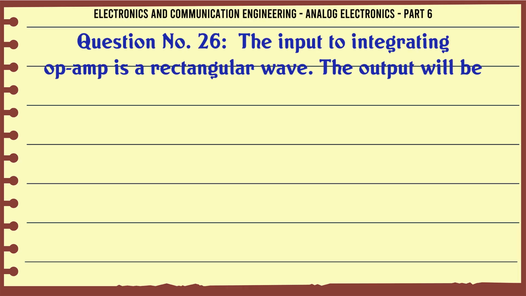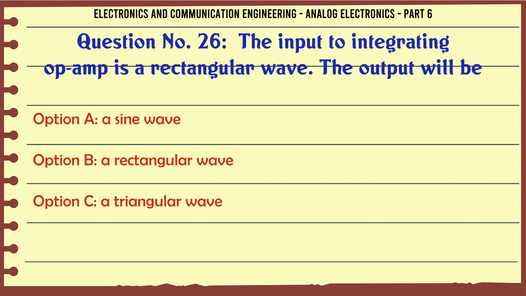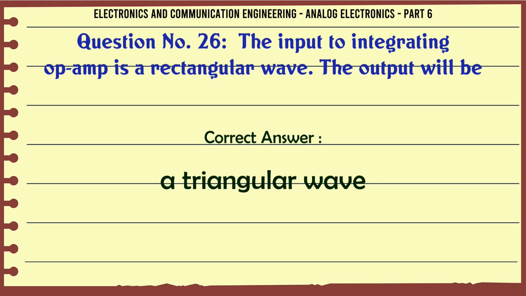The input to an integrating op-amp is a rectangular wave. The output will be: A. sine wave, B. a rectangular wave, C. a triangular wave, D. none of the above. The correct answer is a triangular wave.